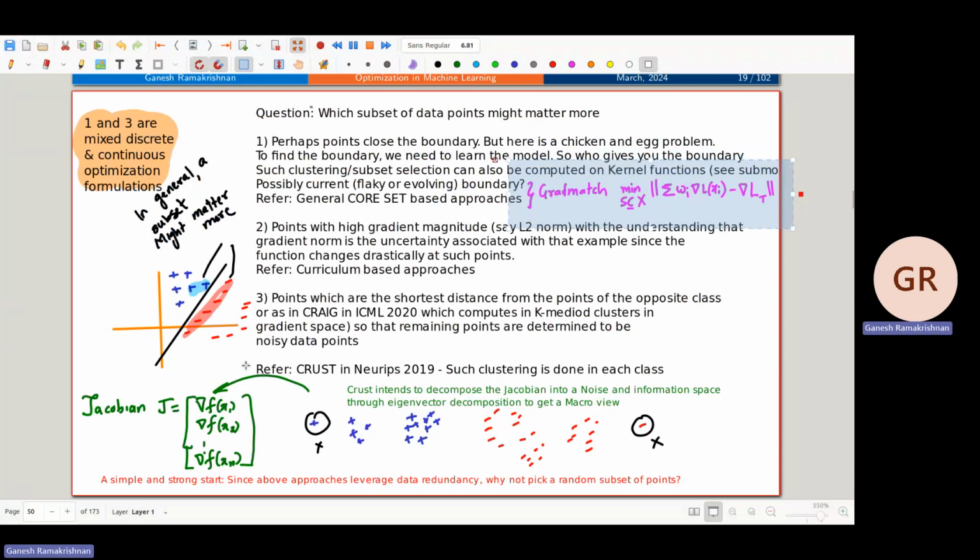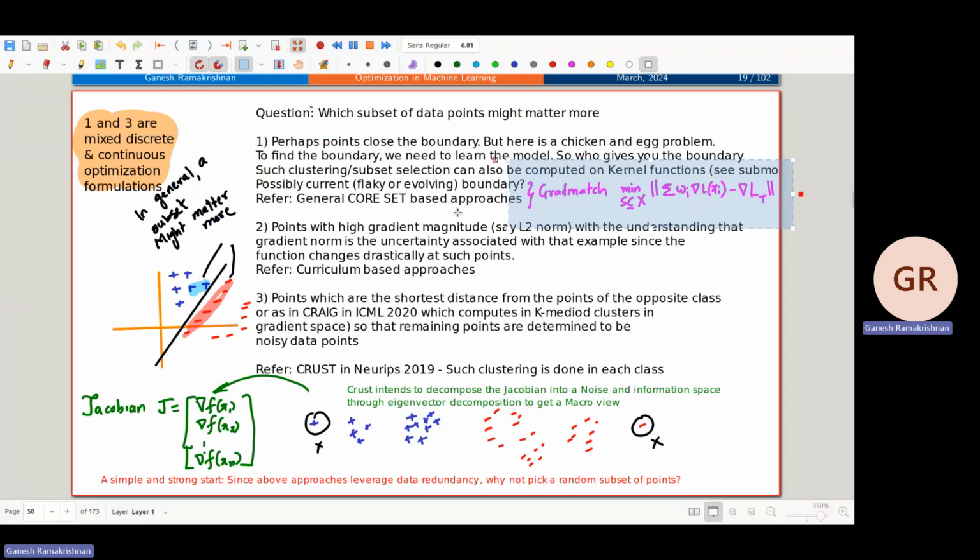For example, CRUST. There's a NeurIPS 2019 paper. Given some three different ideas, like GradMatch was one, what CRUST does is you cluster the points. In each class, you cluster the points. What you're trying to do is take that massive gradient, a Jacobian. Jacobian is the matrix of all the gradients. You're trying to separate that into noise and signal.